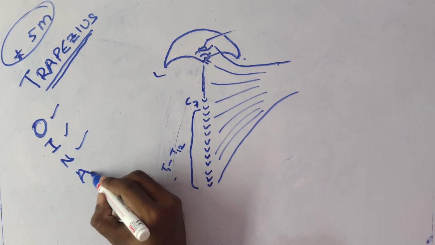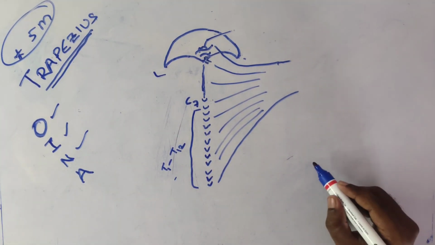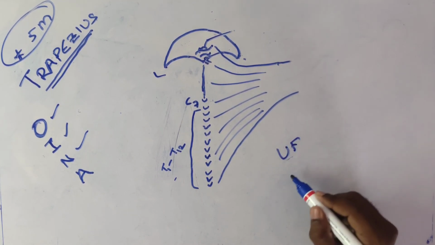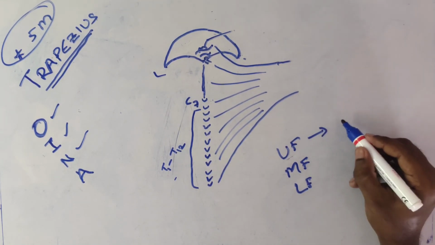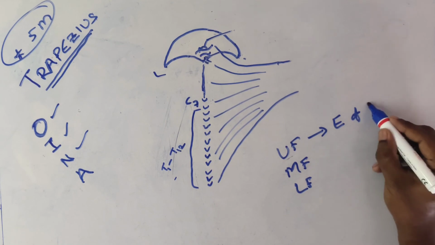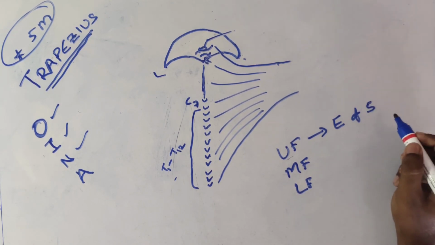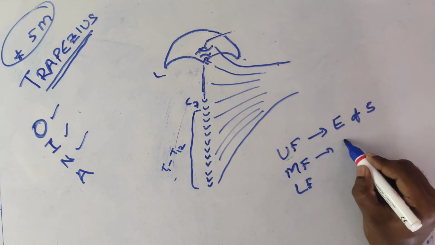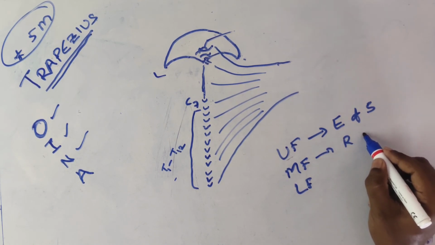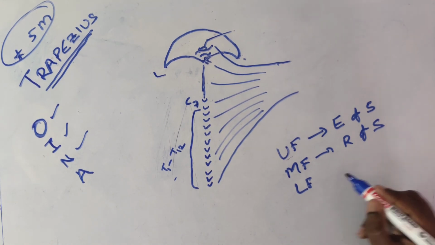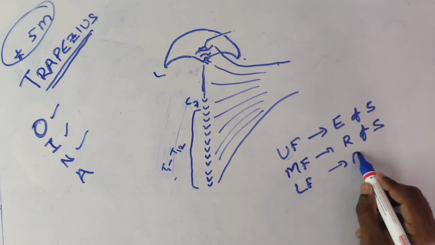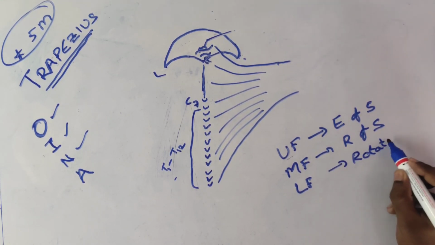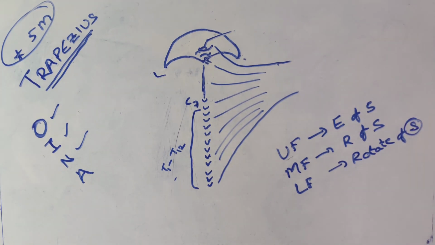So that means its functions or actions. It has 3 fibers, right? Upper fiber, middle fiber, and lower fiber. The upper fiber helps in the elevation of the scapula. Next, the middle fiber helps in the retraction of the scapula, that means to take back the scapula. And the lower fiber helps in the rotation of the scapula. Along with the lower fiber, the upper fibers also help in this process.